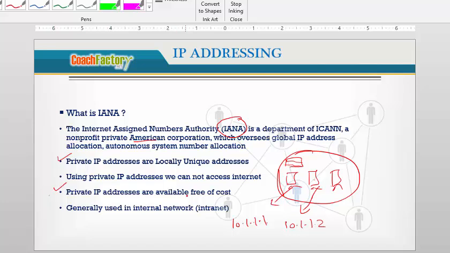Private IP addresses are available free of cost. Means we don't need to purchase them. It's free of cost, free to use in your internal network. So generally we use these private IP addresses in our internal network.